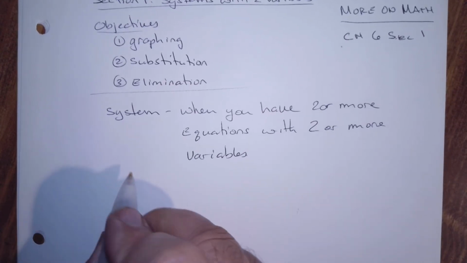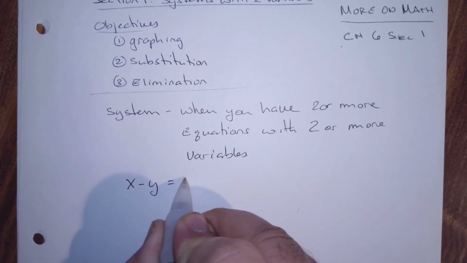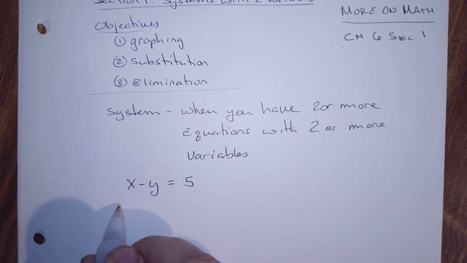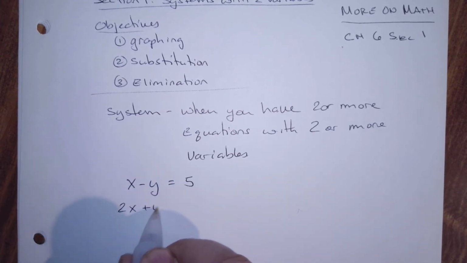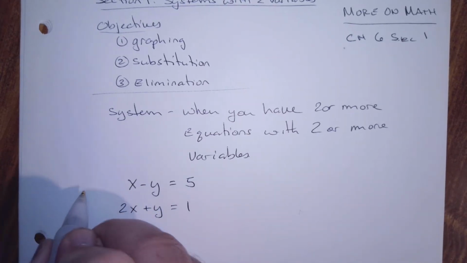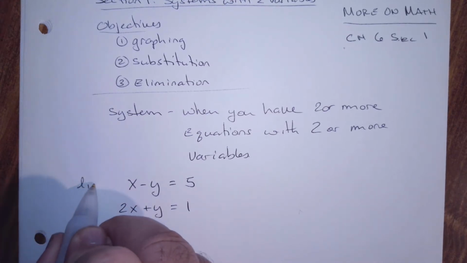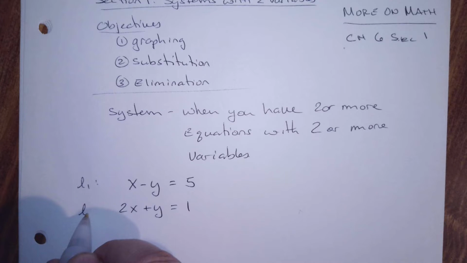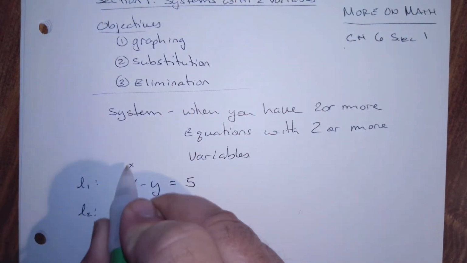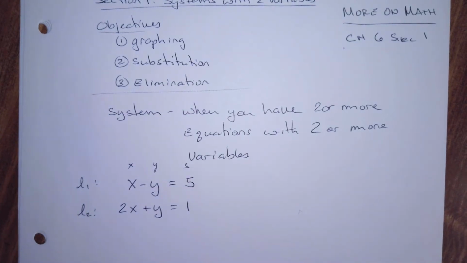For example, if we have this, x minus y equals 5, 2x plus y equals 1. We see here we have two equations. They're both linear, so there's no exponents. So this is line 1, and this is line 2. We have two equations. We have an x variable, and we have a y variable, and a solution.